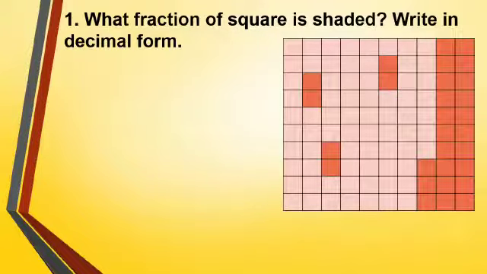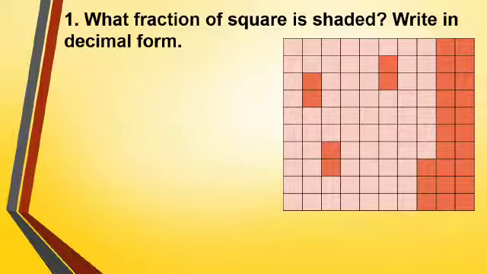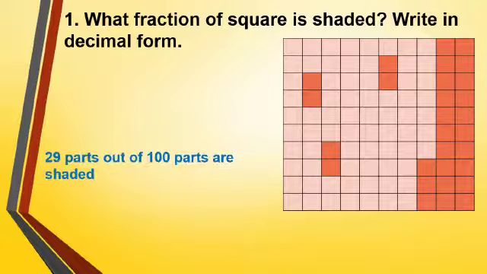First question is what fraction of the square is shaded, written in decimal form? Here a square is given which is divided into 100 equal parts. 29 parts out of the 100 parts are shaded. So in the fraction form it can be written as 29 by 100.